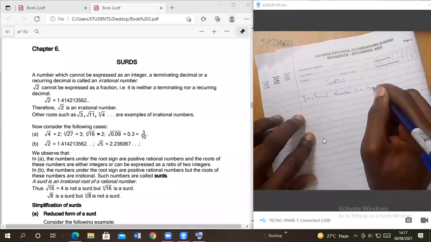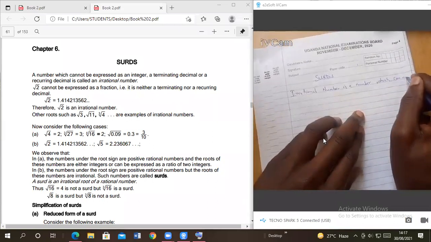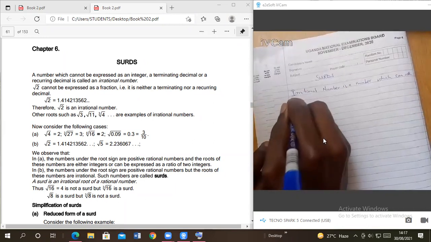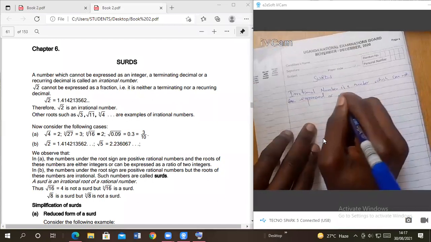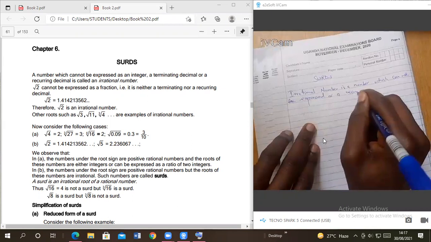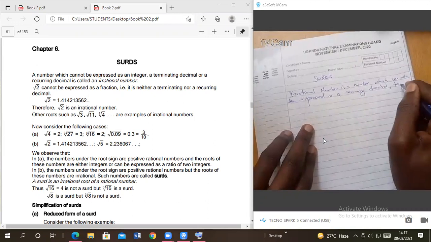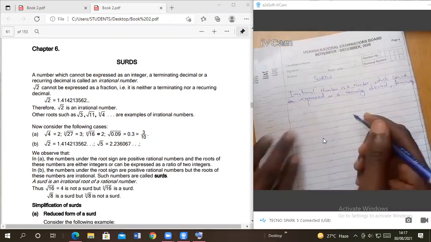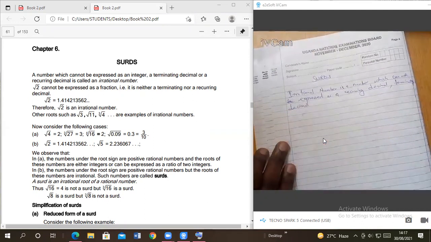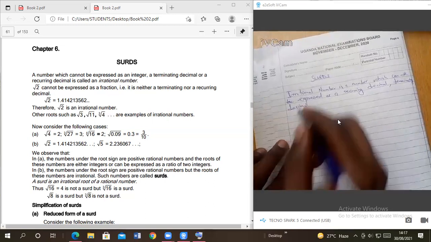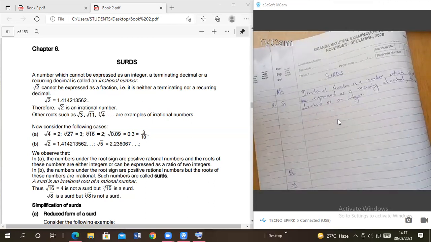is a number which cannot be expressed as a recurring decimal, terminating decimal, or an integer. That number is called irrational.